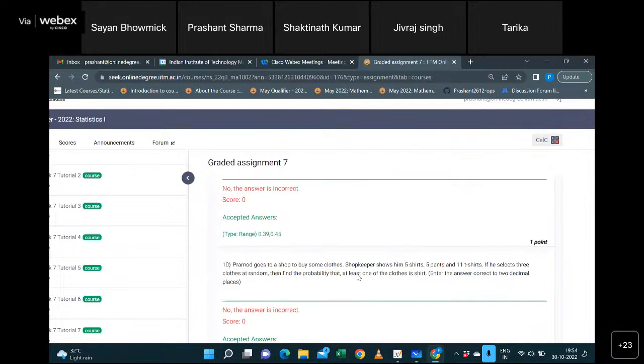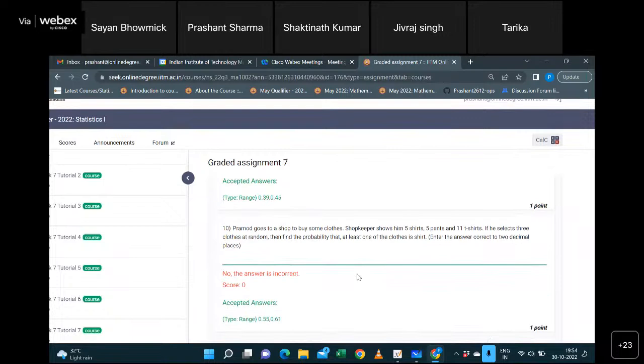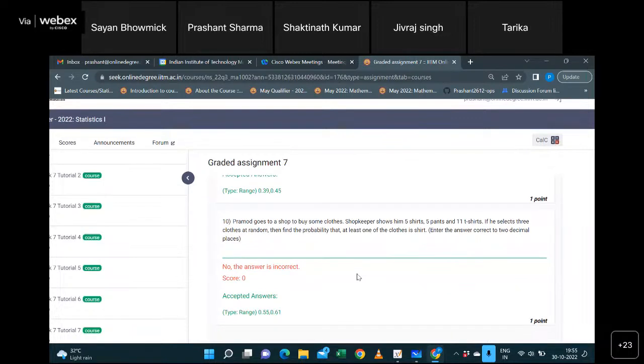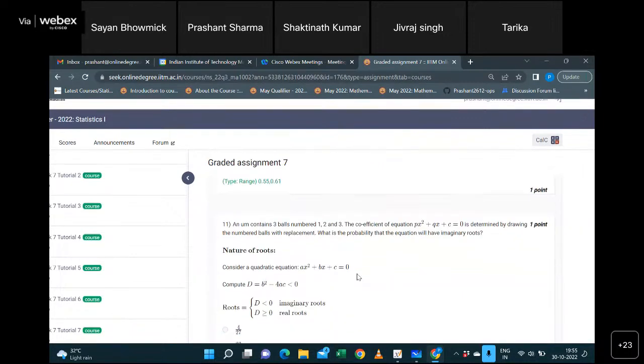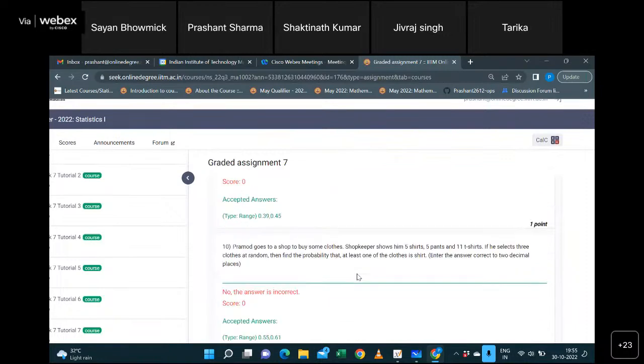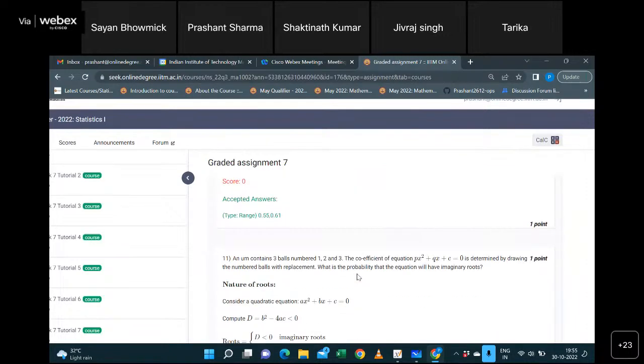Correct? Yes, sir. For 10, similarly, it's at least one of the clothes is a shirt. That means 1 minus the probability that there is no shirt. No shirt means we have to choose from pants and t-shirts. Okay. Till 10, it was clear for everyone. Yes, sir.